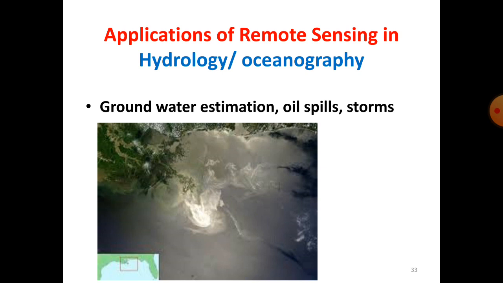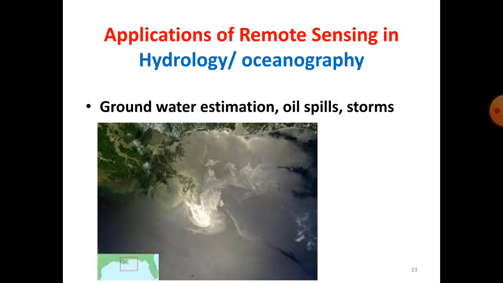Remote sensing finds its application in the estimation of the groundwater. Earlier, we had very different kinds of technologies which were used to estimate the groundwater. But at present, we have remote sensing as a way of identifying or estimating the groundwater level. Then it also helps in mapping storms and oil spills that are seen on the oceans and seas.